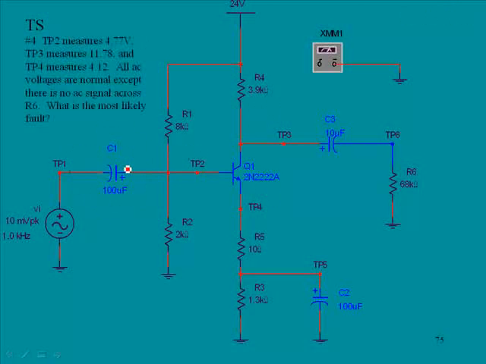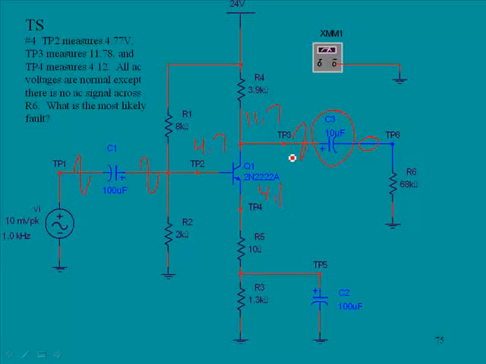Okay, the next one was problem 4. And it says TP2 measures 4.7. Okay, we got a 4.7 there. TP3 is 11.7. That looks about normal. And TP4 is 4.1, which is about normal. All AC voltages are normal, except there is no AC across R6. So we're saying we have AC here, we have AC here, we have AC here, but we do not have AC here. Well, guess what? This is the same fault, except that this time C3 is the culprit, and in this case it's open or damaged in some way.